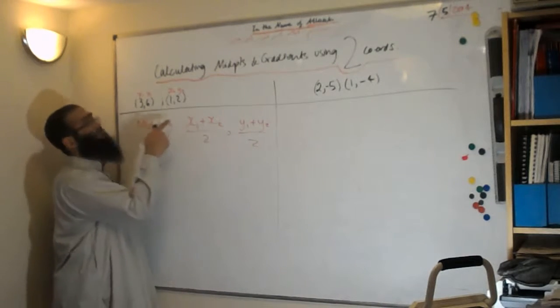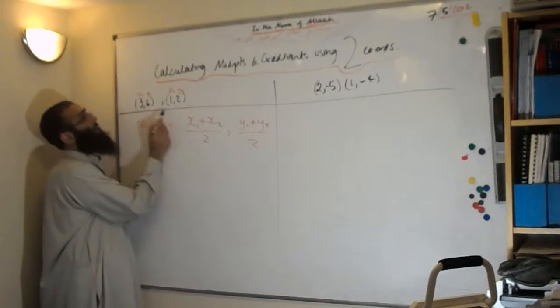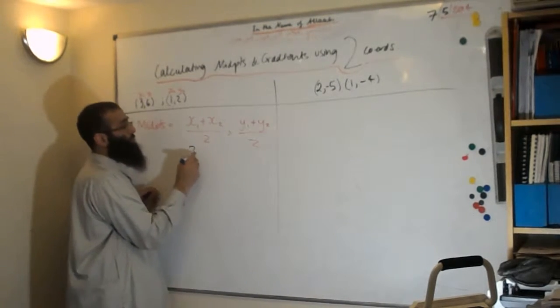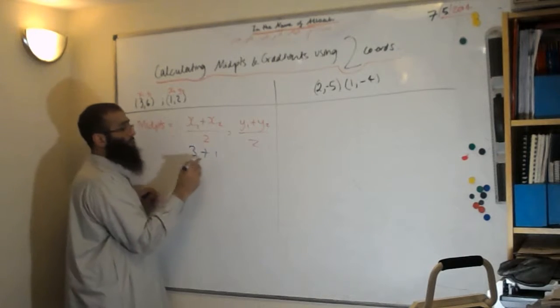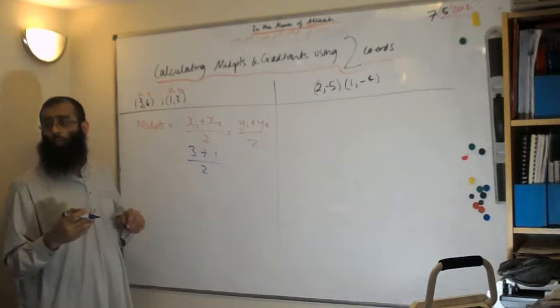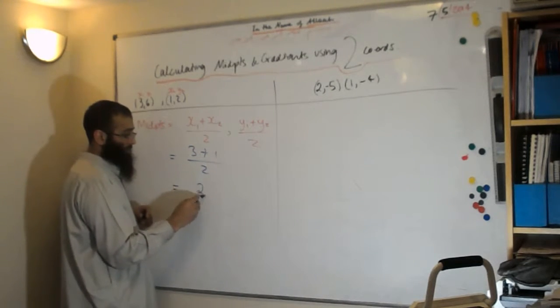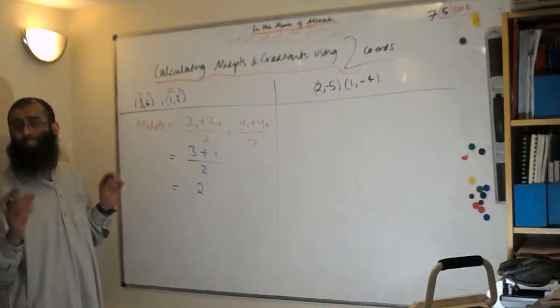Okay, x1 plus x2. What's x1 in this case? x1 is 3 and x2 is 1. So we do 3 add 1. We have to divide it by 2. So 3 add 1 is 4. 4 divided by 2 is 2. Okay, that's the midpoint for the x.